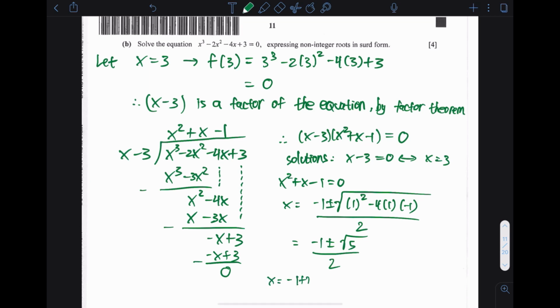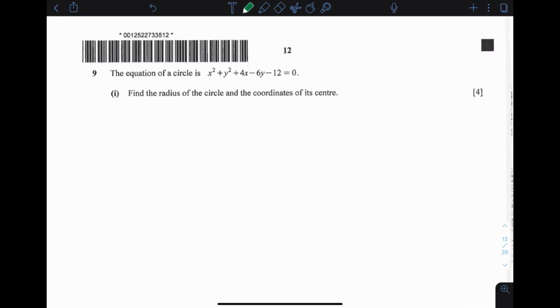Negative 1 plus root 5 over 2 and negative 1 minus root 5 divided by 2, totaling into 3 answers. This, and positive 3 from earlier. Question 9. The equation of a circle is given to be this. Find the radius and the center of the circle.